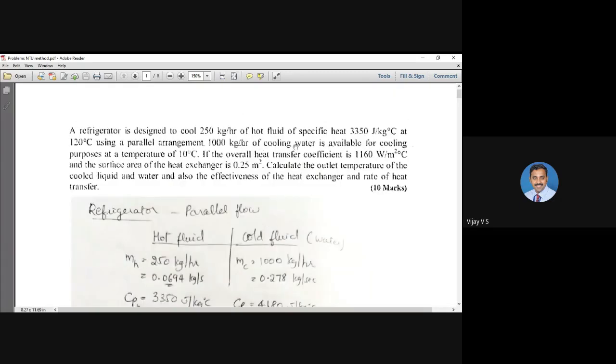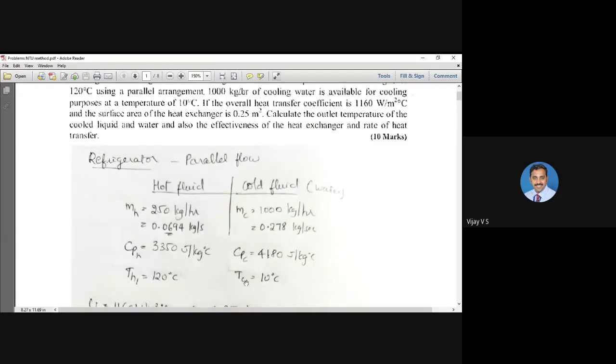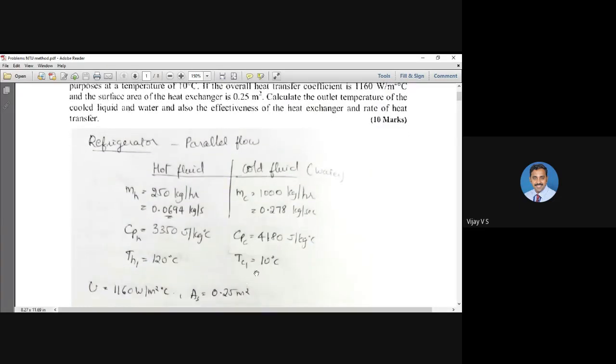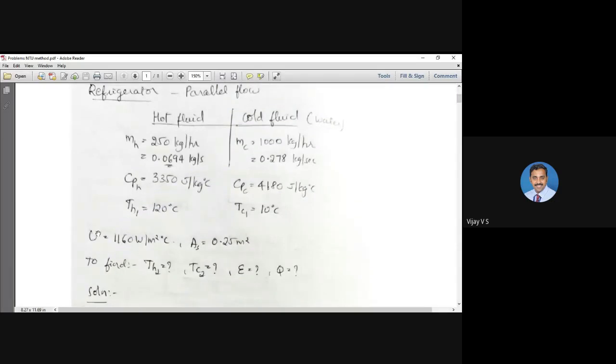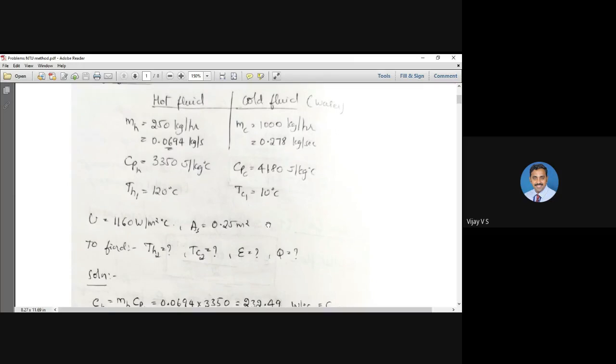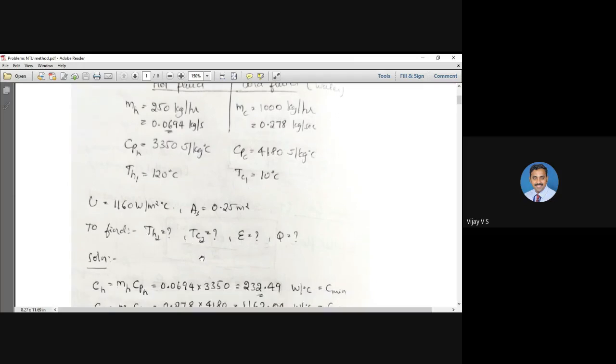Then they have given the inlet temperature of cold water, TC1. Inlet temperature is given, and finally the overall heat transfer coefficient is given. A is given, the surface area. So what you have to find out is the outlet temperature of hot fluid, the outlet temperature of cold fluid, and the effectiveness of the heat exchanger. For this problem I cannot solve using the LMTD method because I don't know both the temperatures. So therefore I should go with the NTU method.